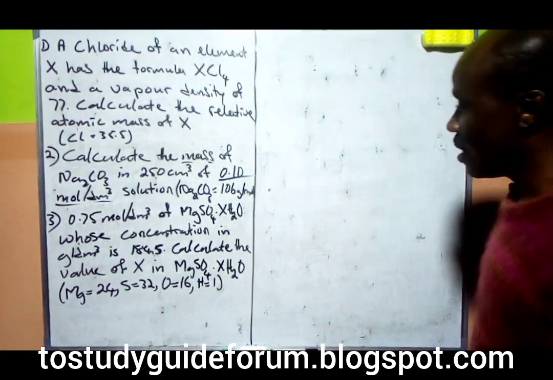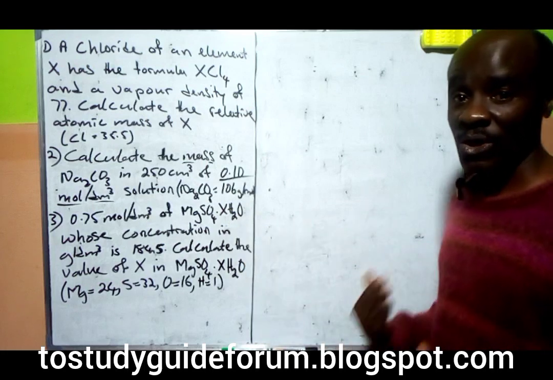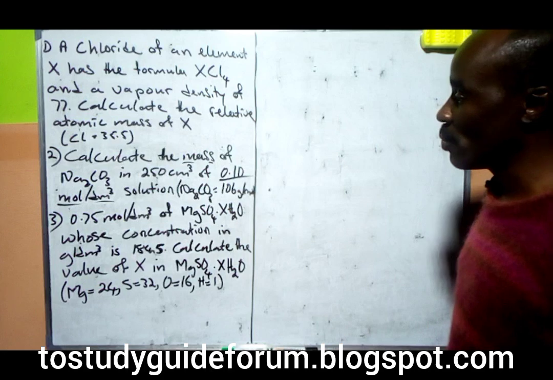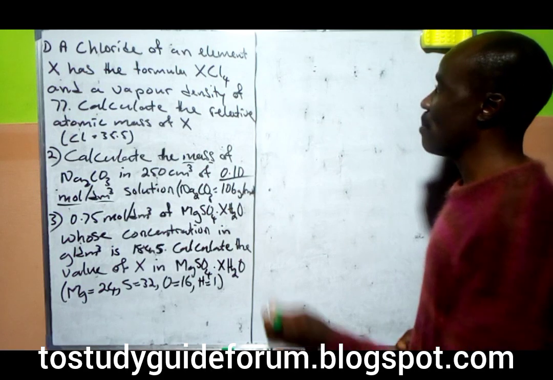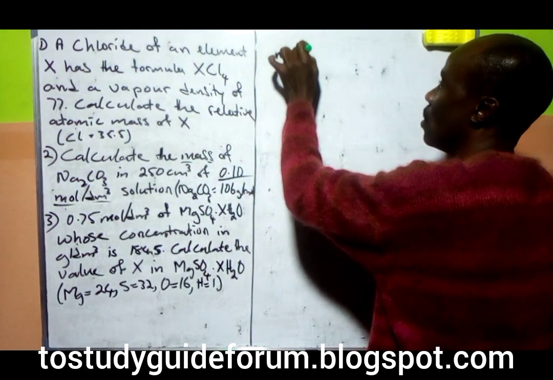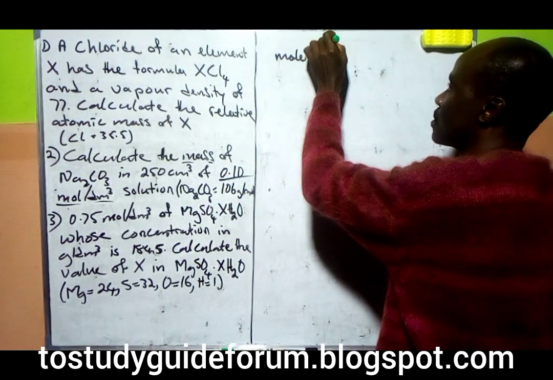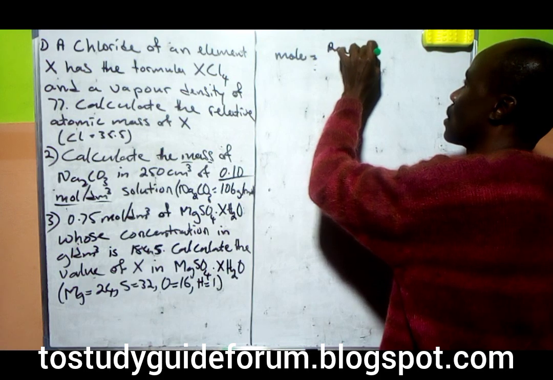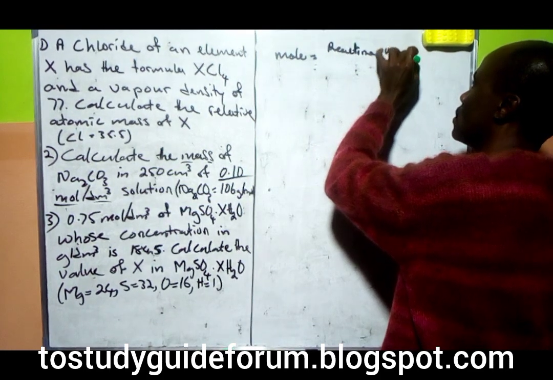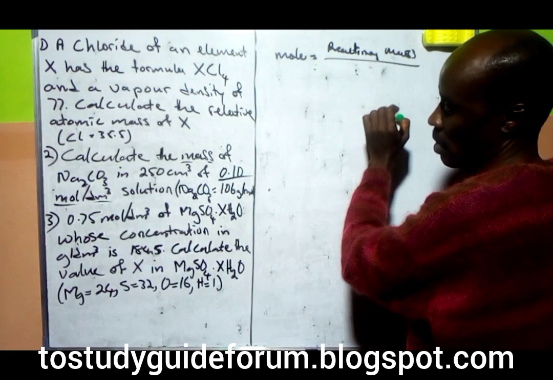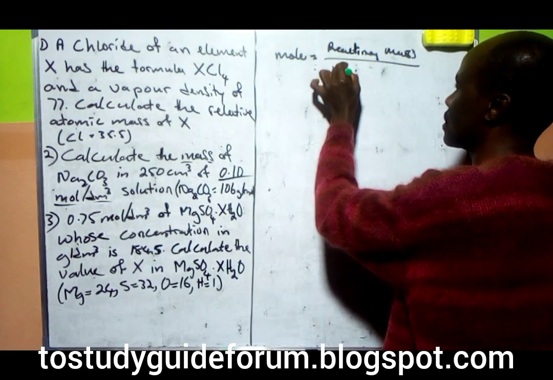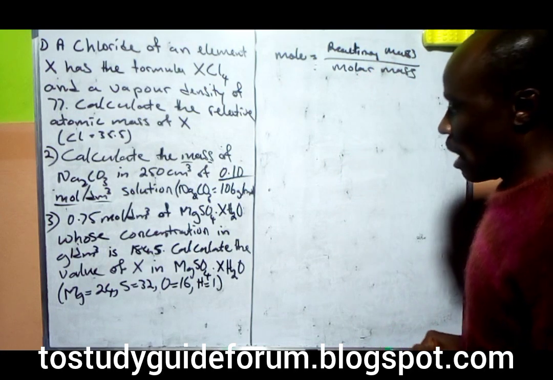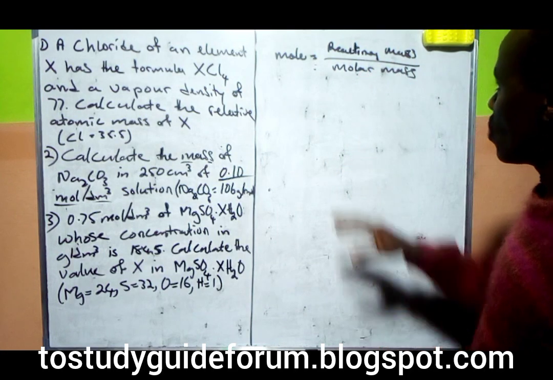And now we know that it has water of crystallization. X stands for the number of moles of water of crystallization. So what are we going to do here? To find mole, we know that mole is equal to mass, or reacting mass, over relative molecular mass or molar mass.